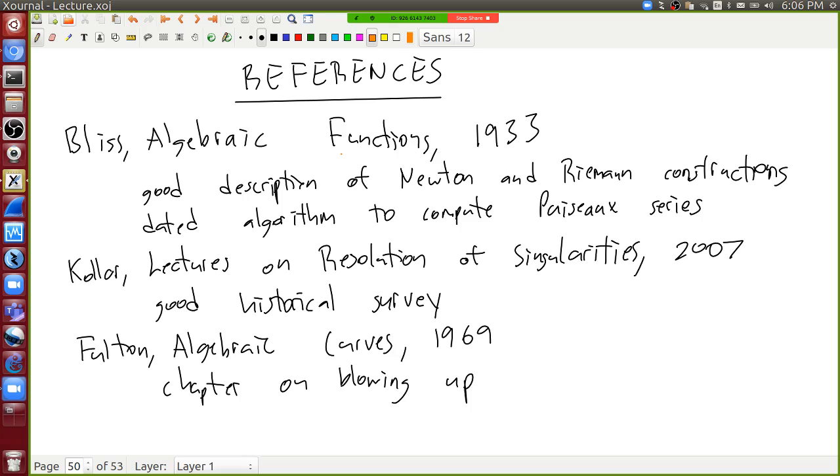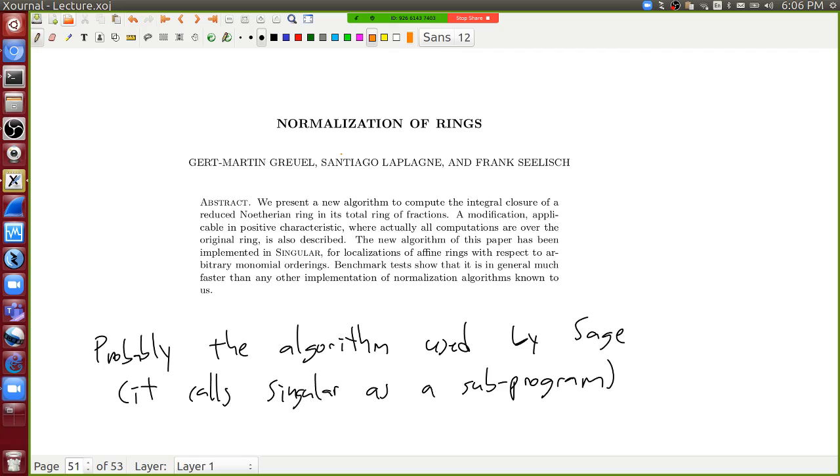Kolar's book that I mentioned is cited by the Wikipedia page. It's got a good historical survey. Fulton's book has an entire chapter on blowing up. This thing, normalization of rings, I think this is a 2004 paper. I'm not sure. Maybe not. The other one was 2004.